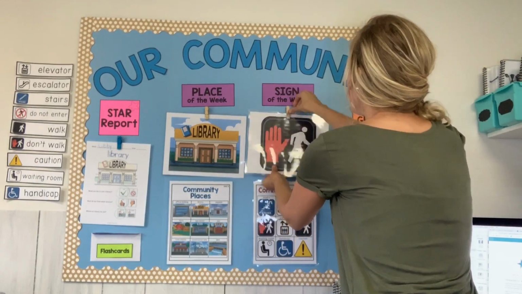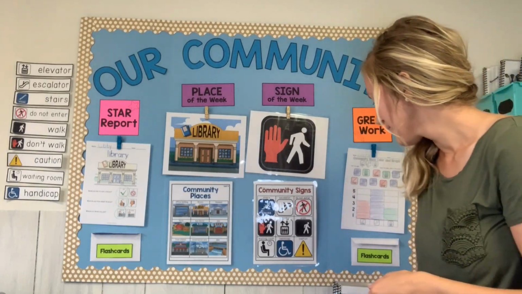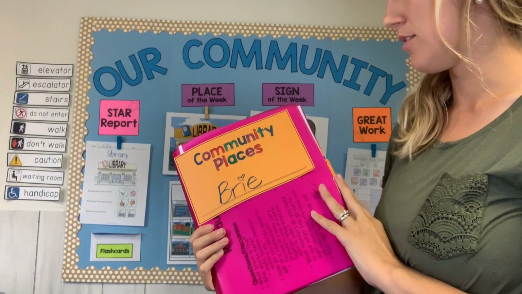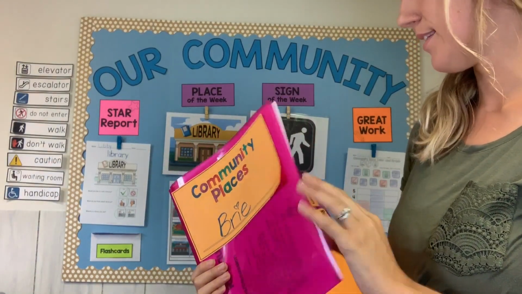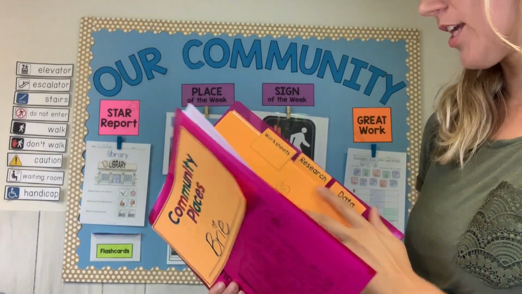It's important to teach our students the similarities and the differences to look for. Okay, so that is Monday. You go over the signs. On Tuesday, you can do some worksheets. You can make a student folder for each student for community places and signs, and there are some different tabs here: worksheets, research, and data.